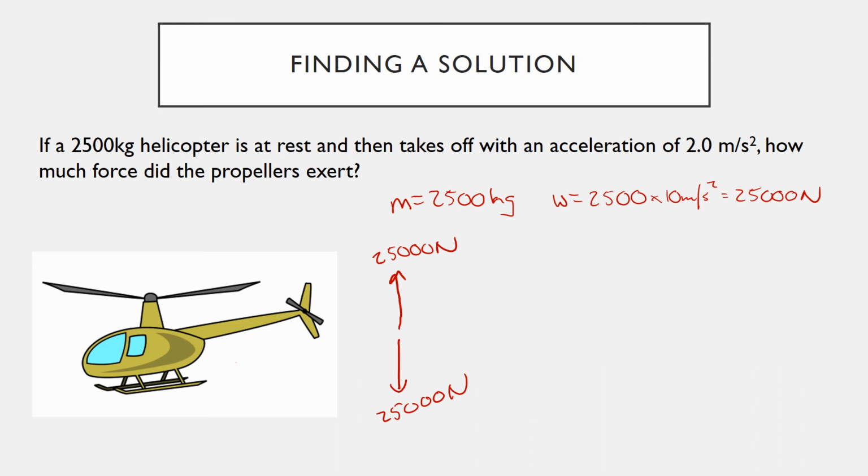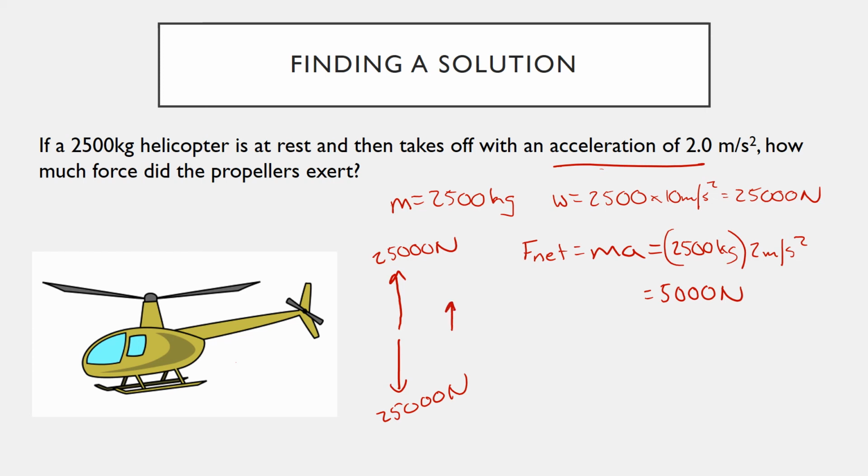That would keep the helicopter perfectly stationary, but we're accelerating, so that means we have a net force. In this case, F net is 0 so far, but we know our F net is m times a, or 2,500 kilograms times 2 meters per second squared, so we have an F net of 5,000 newtons. So with this 25,000 newtons down and this 25,000 newtons up, we need to actually have a net force of 5,000 newtons upwards.